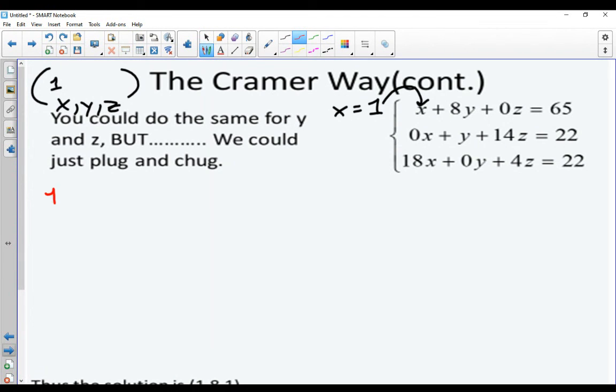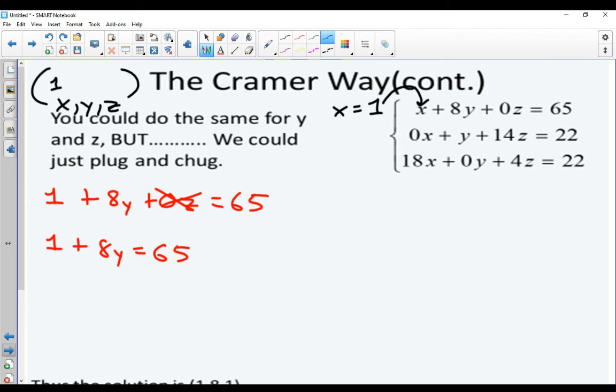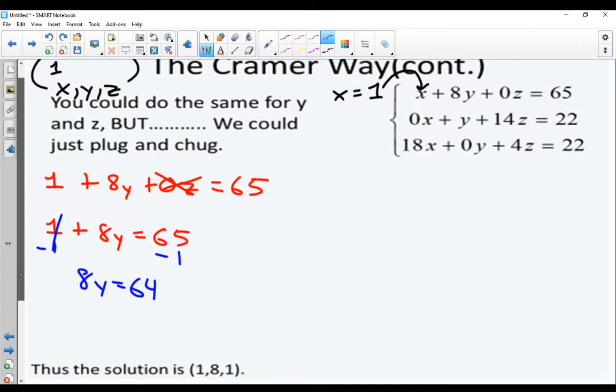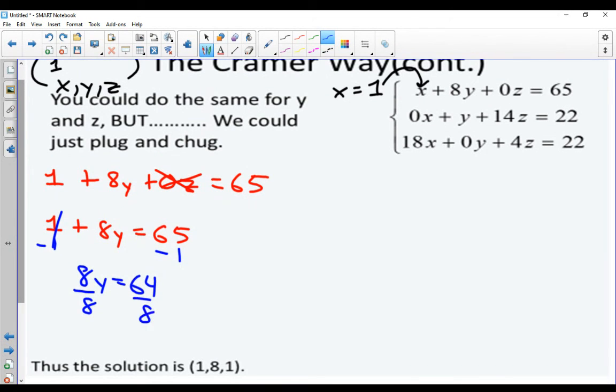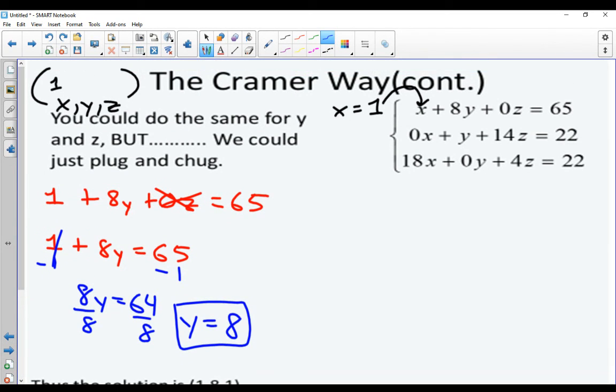So for x, I'm going to plug in 1 plus 8y plus 0z, and that's going to equal 65. 0z, you don't need that. So 1 plus 8y equals 65. Subtract the 1 to both sides, and you'll get 8y equals 64. Divide by 8, and you get that y is 8. So there you go. That's your y.